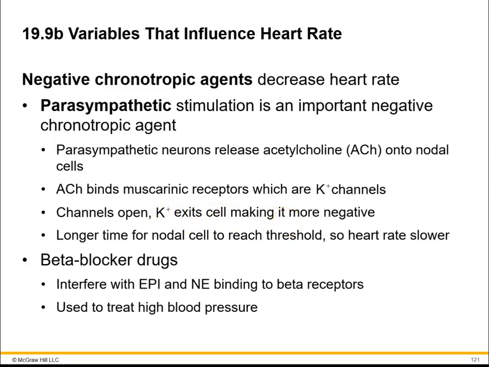Okay, so that means it's going to take a longer time for that cell to reach its threshold voltage, so the heart rate slows. Beta blockers are also negative chronotropic agents. They are so named because they inhibit or block the beta-1 adrenergic receptors. And this is going to interfere with the action of epinephrine and norepinephrine on the heart, slowing the heart rate down. We use beta blockers for a variety of conditions, chiefly high blood pressure and some types of arrhythmia.